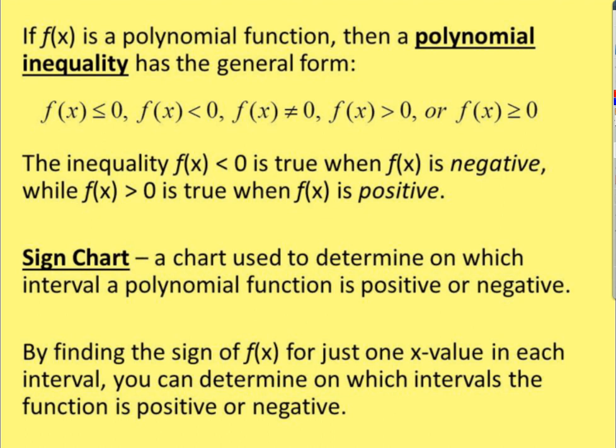To be able to find this, we're going to use a sign chart. This is a chart that's used to determine on which interval a polynomial function is positive, negative, or not equal to 0. By finding the sign of f of x for just one value in each of the intervals, we can determine on which intervals the function is positive and which intervals the function is negative.